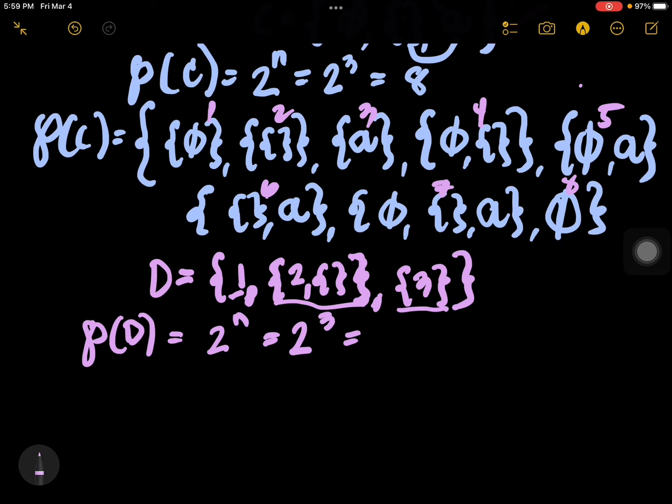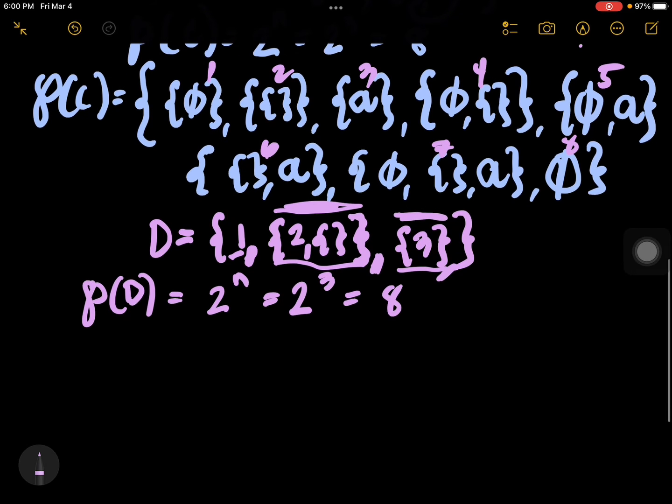So this whole thing is equivalent to our second element, and it's separated again by comma. So this one is our third element. So we only have 3 elements in set D. So our answer here is still 8. Now we need to find out the list. What are the power set of set D?